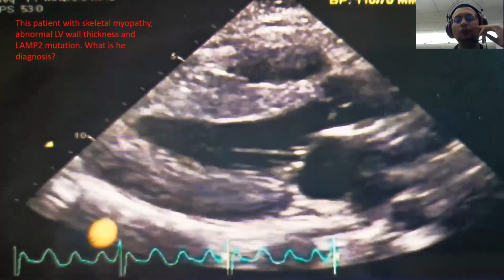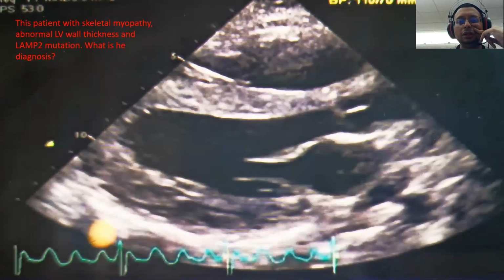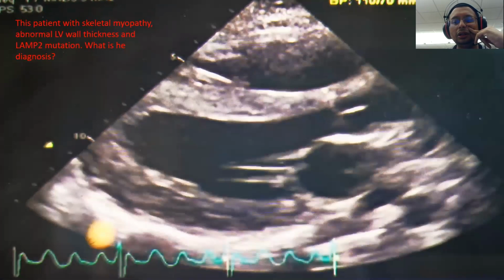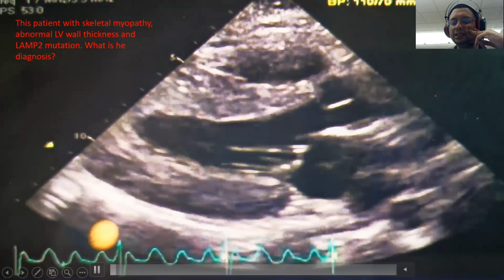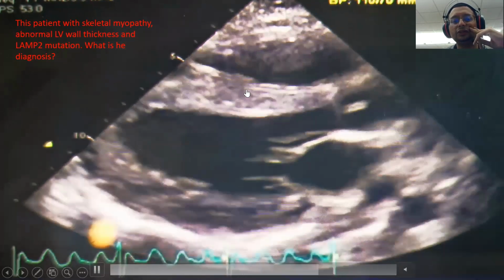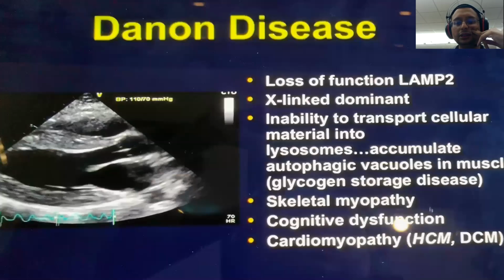Does anyone remember what disease you have with a LAMP2 mutation? Okay, this is Danon's disease. Just remember that as another differential diagnosis, but very, very rare. That's why I never asked you to remember it. But since I have the images of the case, I wanted to show you an example of Danon's disease, because I've never seen it before. This is a lack of function of LAMP2. It is X-linked dominant, with inability to transport cellular material into lysosomes. The patient will have skeletal myopathy, cognitive dysfunction, and also cardiomyopathy.